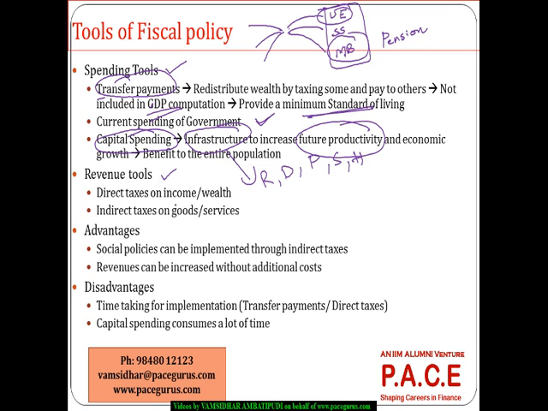Along with that, it can play with the revenue tools. The revenue tools are some kind of collections. So there could be direct taxes on the income and wealth of the person. And along with that, there could be indirect taxes on the goods and services. There could be a service tax, a sales tax, central excise duties, different kinds of taxes which are levied on the goods and services.